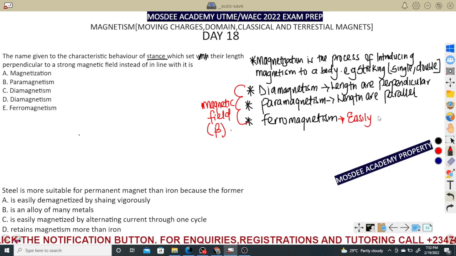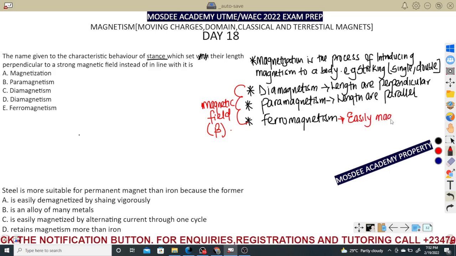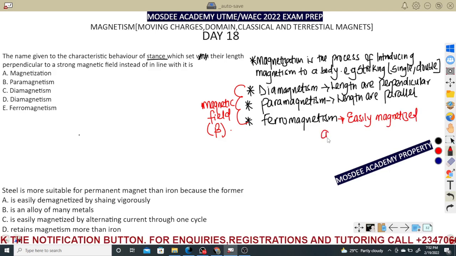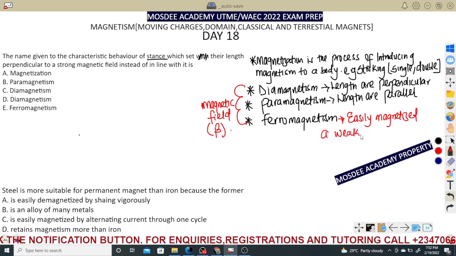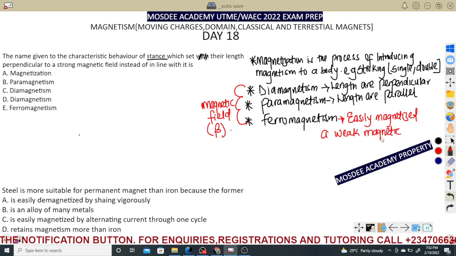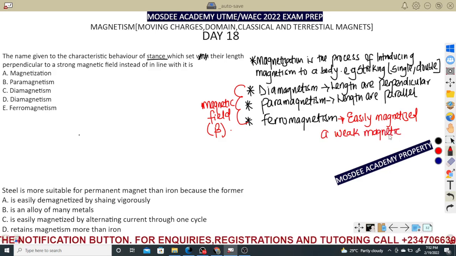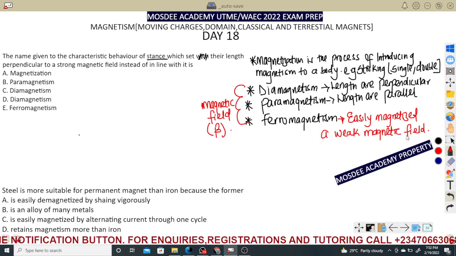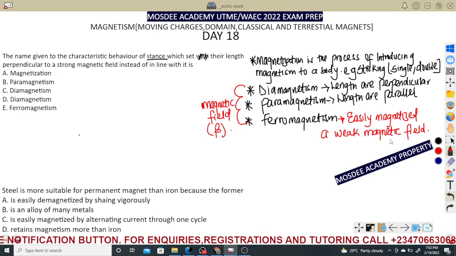They easily magnetize in a weak magnetic field, or they easily get themselves magnetized to a body. So keep that at the back of your mind. Now there are examples of this. In fact, in A level, we define this in terms of what we call susceptibility of magnets.